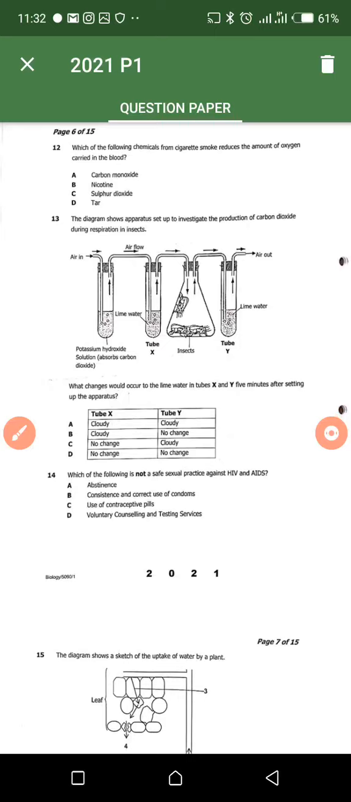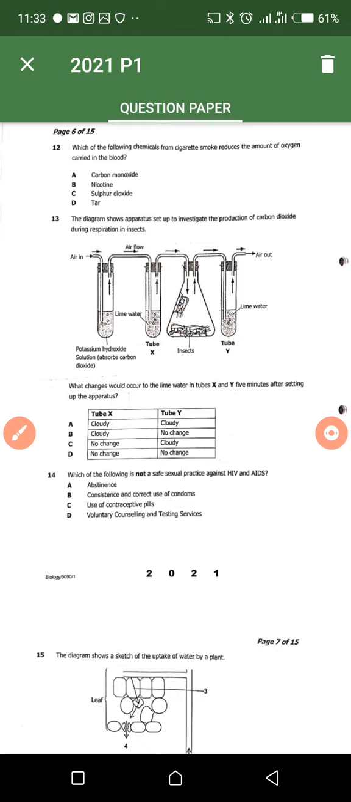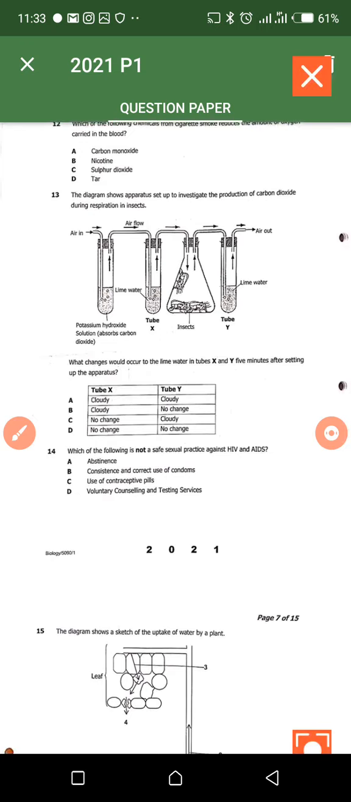Since the air contains carbon dioxide, but as it passes through potassium hydroxide, the potassium hydroxide takes away the carbon dioxide. So the air coming into this test tube does not contain what? Carbon dioxide. As a result, this water will not turn milky. The water in test tube X will not turn milky, but the water in test tube Y will turn milky. So what is the answer? In X there will be no change, and in Y there will be a change, so it will become cloudy. So the answer here is C. Okay, C is the correct answer.